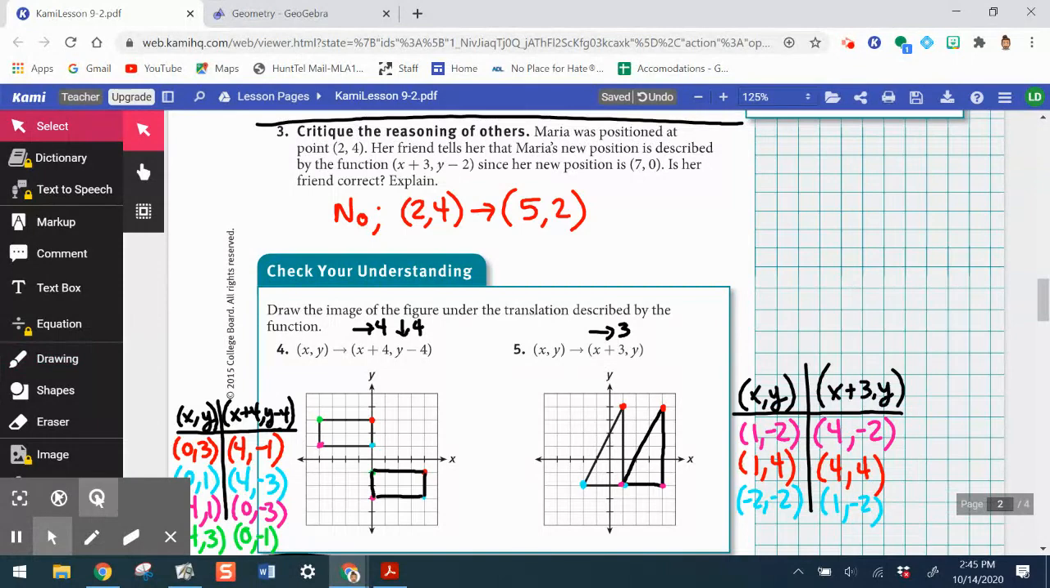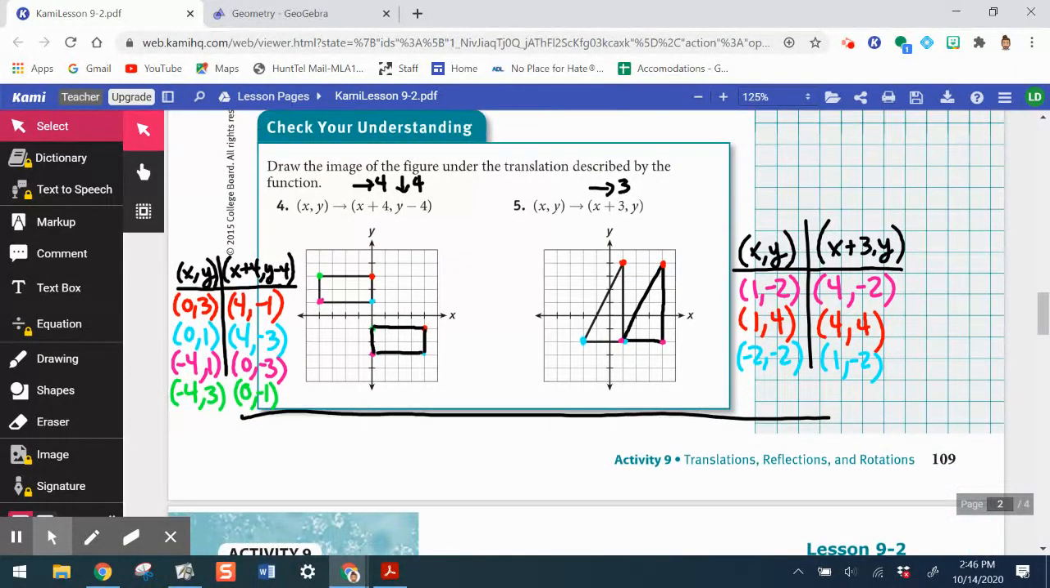Okay, hopefully you took some time to work through it. On item 3, Maria's position at point 2, 4. Her friend tells her that Maria's new position is described by this function since her new position is 7, 0. Well, that can't be. If this really is the function of the translation, if Maria was located at 2, 4, we follow that function. 2, when we add 3, we get 5. And 4, take away 2, we get 2. So if that really was the function that Maria used in the translation, then Maria's new position should be located at 5, 2.